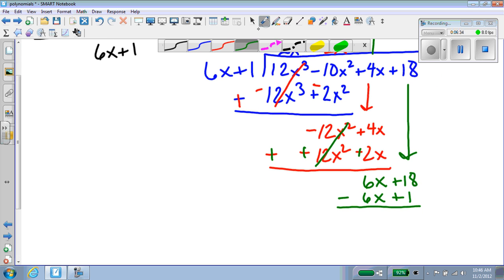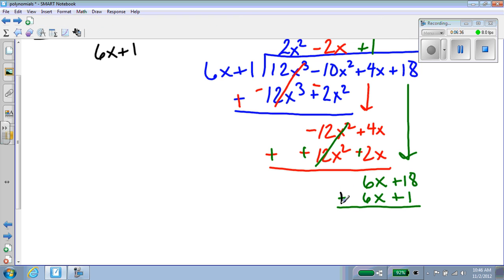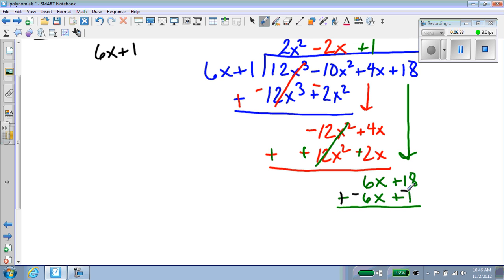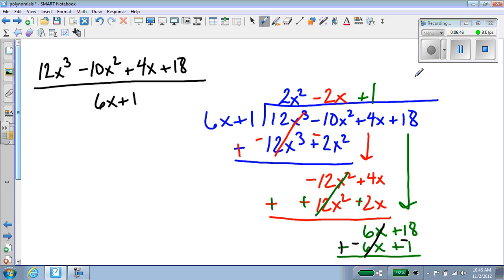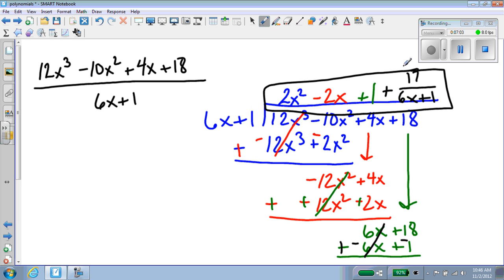which means I add the opposite. These cancel. I have a remainder of 17. So my remainder, 17, over my divisor, 6x plus 1. And usually we throw in a plus sign here to say "and this," because plus signs say "and." Okay, so there's my quotient with its remainder.